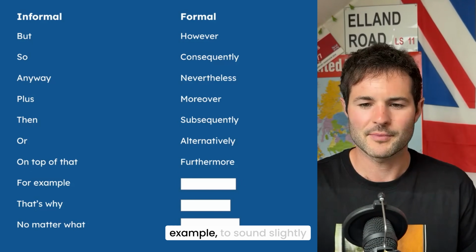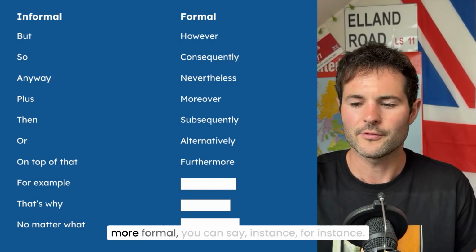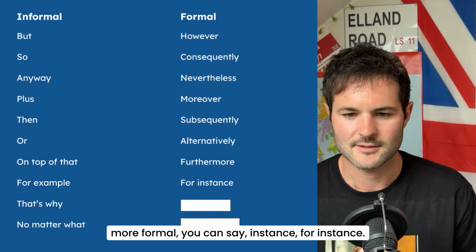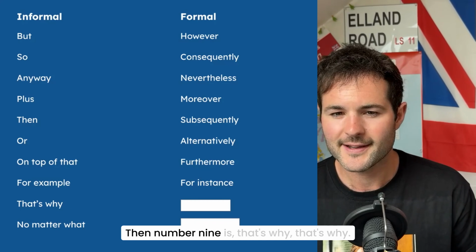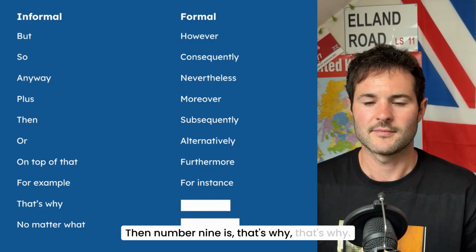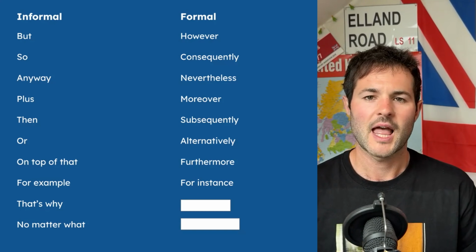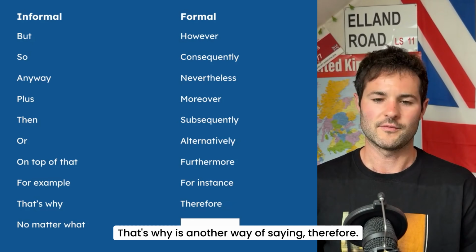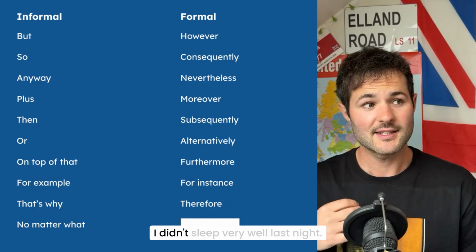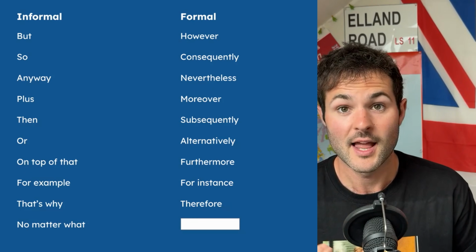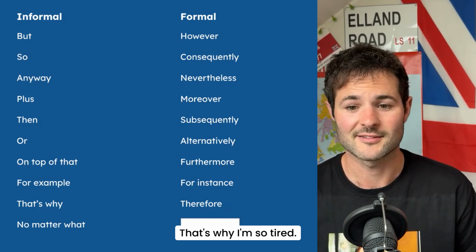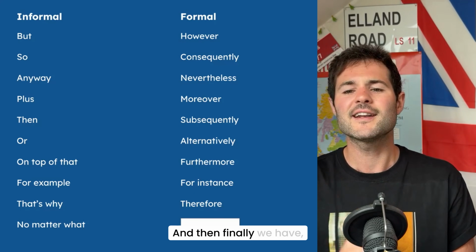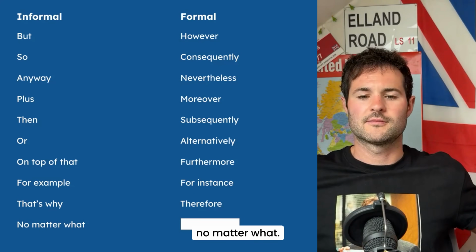Then an easy one, for example. Instead of saying for example, to sound slightly more formal, you can say for instance. For instance. Then number 9 is that's why. That's why is another way of saying therefore. I didn't sleep very well last night. That's why I'm so tired. Therefore, I'm so tired.